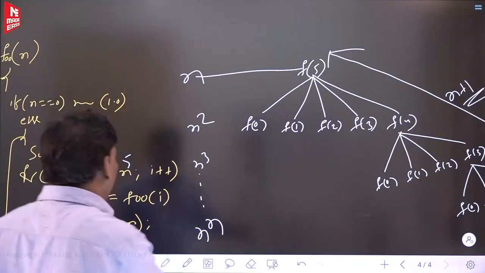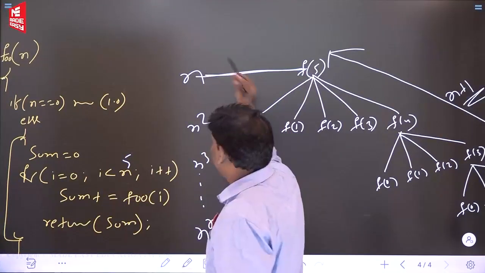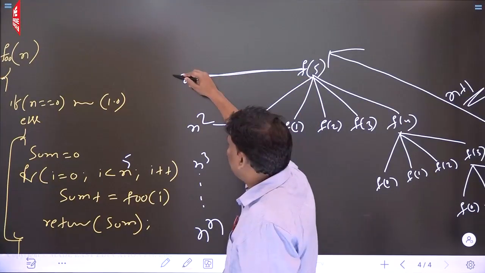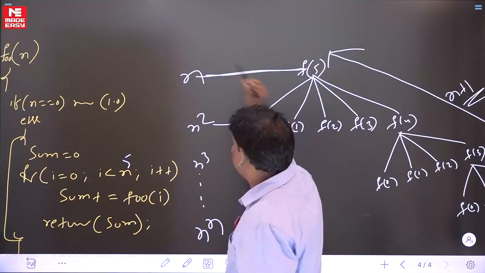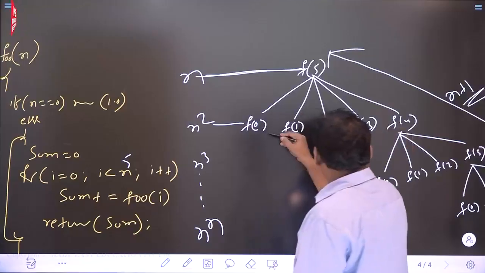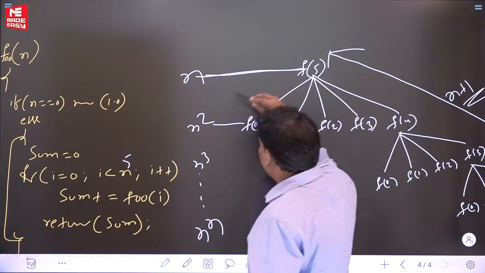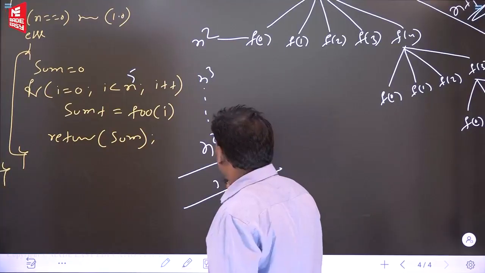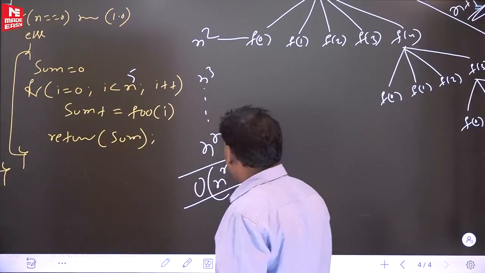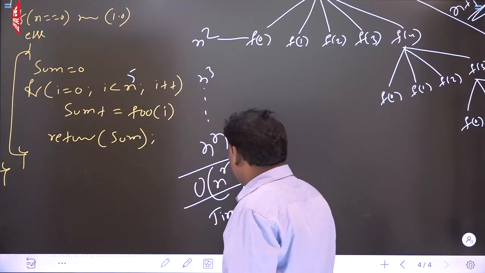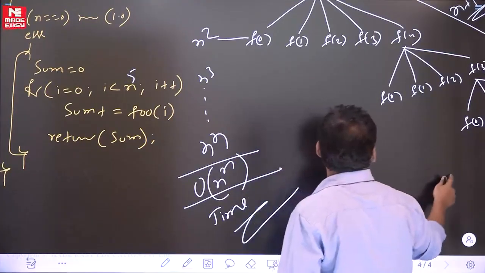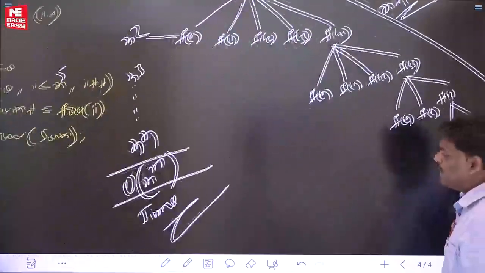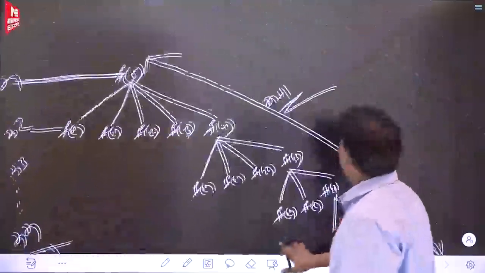First level cost is n, second level cost is n square. At the first level there is one function call only, but that one function cost is n. At the second level n function calls, every function call takes n time, so n square time. If you add all of them, what is the answer? Approximately n power n time. What is the time complexity for this program? Time complexity is n power n, stack space is n plus 1, which is nothing but n.